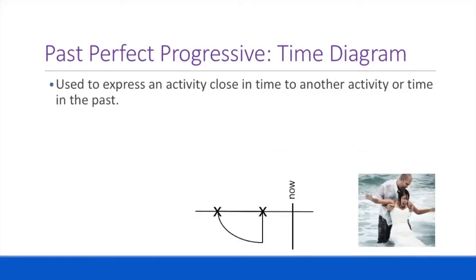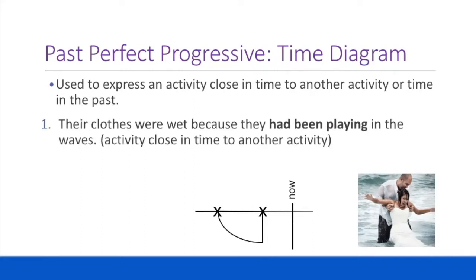The past perfect progressive is also used to express an activity that is close in time to another activity or time in the past. Here's an example. Their clothes were wet because they had been playing in the waves. So they had been playing in the waves is an activity that is close in time to another activity or event in the past. So their clothes were wet. That means that they were not still playing in the waves, but they had been playing in the waves just before that time.